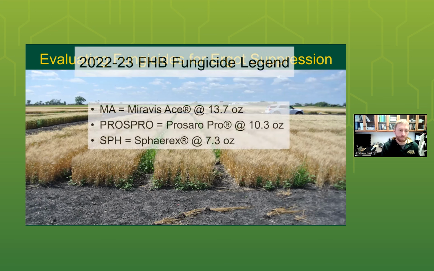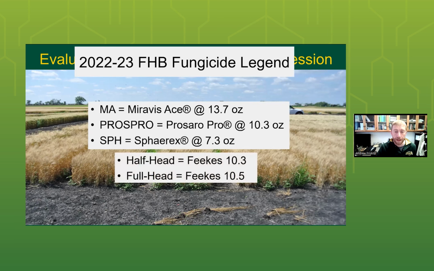What this looked like is I'm summarizing data we've done in 2022 and 2023. We took three popular Fusarium head blight products, or standards in the market: Miravis Ace, Prosaro Pro, and Spherix. Since then, Miravis Ace and Prosaro Pro both have ergot suppression on their label. Spherix does not. But when we started, this was more of an exploratory exercise to figure out whether anything we're currently using as a Fusarium head blight application on the spike can also have ergot suppression. The two timings we looked at are Feekes 10.3, or half head, and full head, Feekes 10.5.